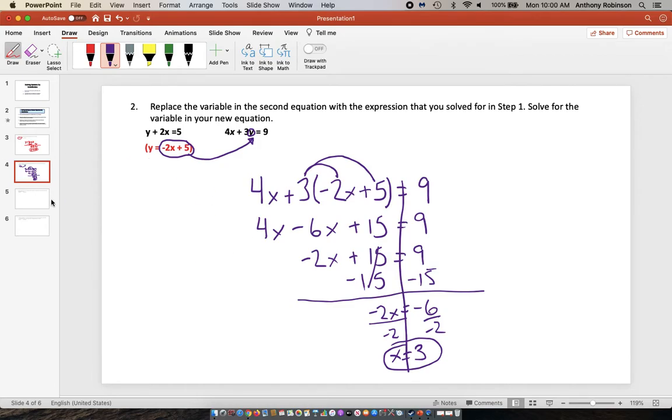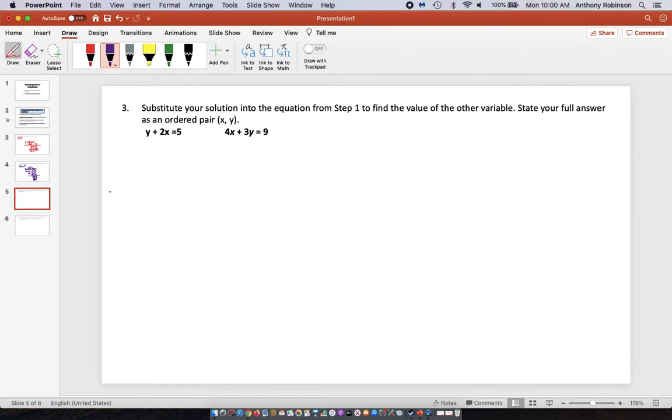All right, so let's move on to the next step. You notice on this step I went back to my original equations. I'm going to write here as a little reference, x equals 3. We got that in the last slide. Now I can take either one of these equations, doesn't matter which one.